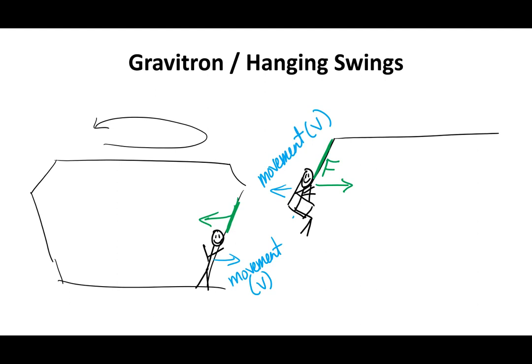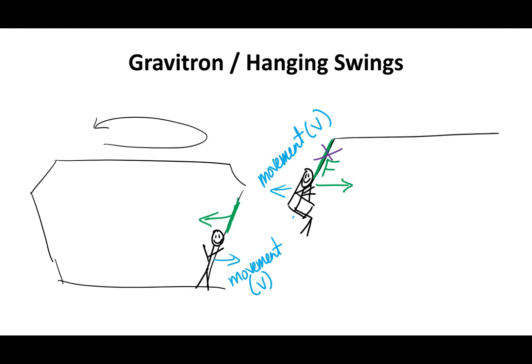And we know that because if for some reason something horrible were to happen and this chain were to break, you wouldn't be pushed in anymore. Instead, you would go flying outward. That's how we know that the force is inward.